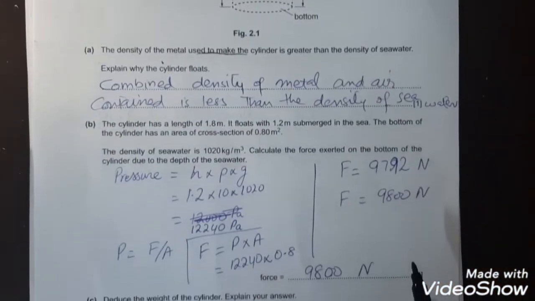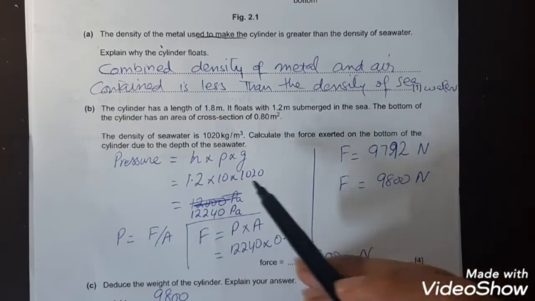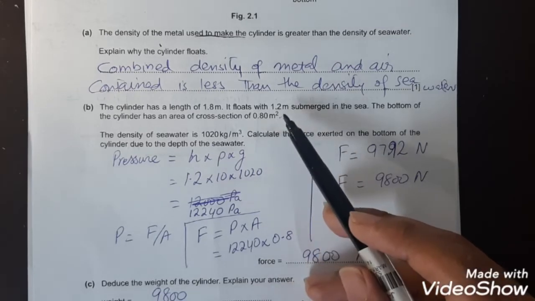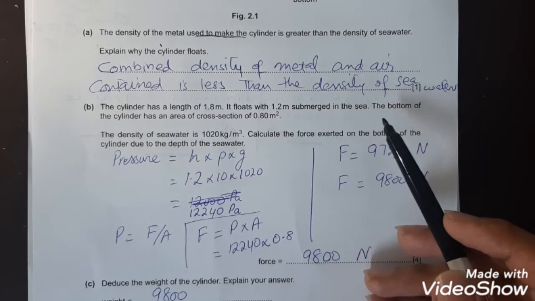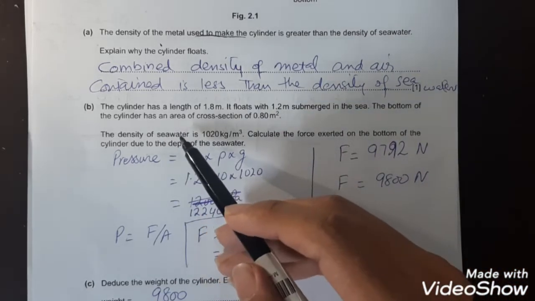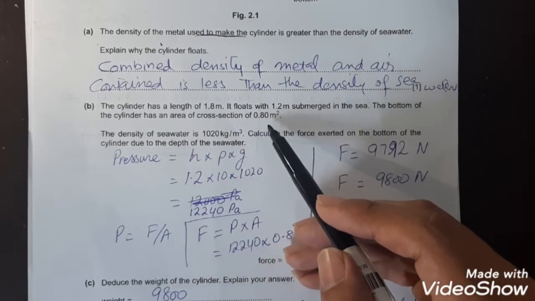Then part B states: the cylinder has a length of 1.8 meters. It floats with 1.2 meters submerged in the sea. The bottom of the cylinder has a cross-sectional area of 0.8 meters.